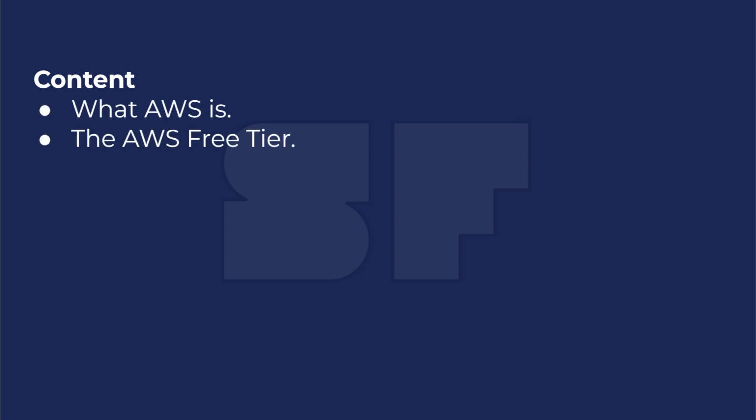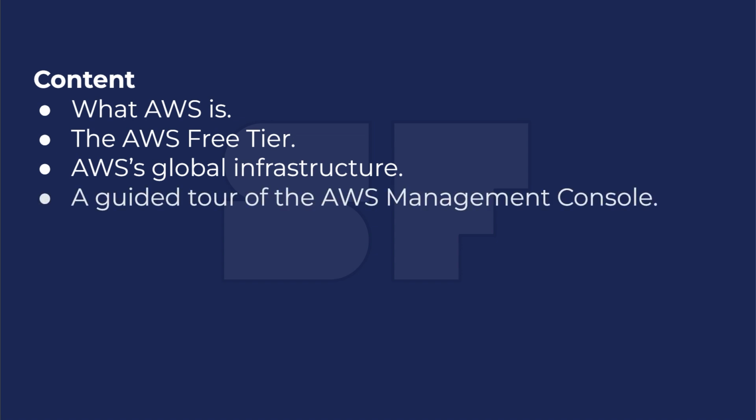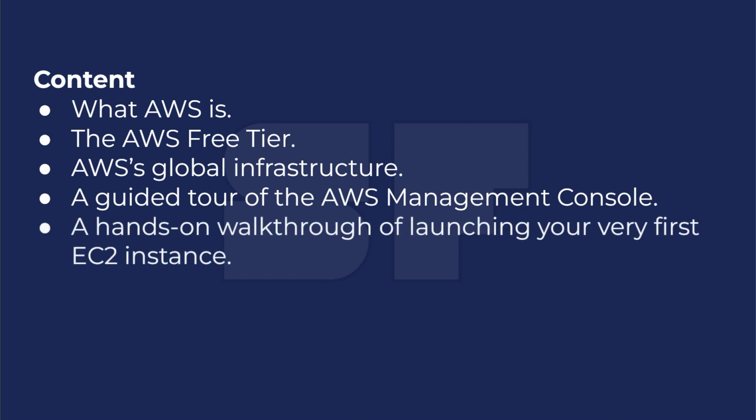Here is what we are going to be covering today. What AWS is and why it's such a big deal, the AWS Free Tier and how to get started for free, AWS's global infrastructure, including regions, availability zones, and their importance, a guided tour of the AWS Management Console to help you navigate like a pro, and finally, a hands-on walkthrough of launching your very first EC2 instance, a virtual machine on the cloud.